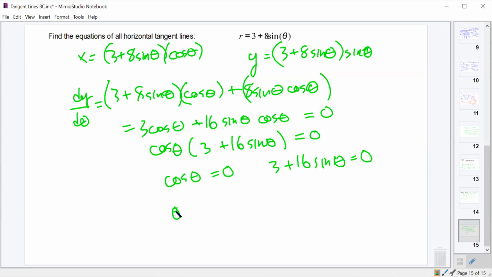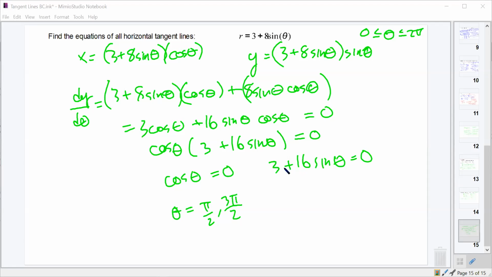So theta should be what for this? And we'll just talk about theta less than or equal to 2 pi, greater than or equal to 0. What should theta be here? Cosine theta equals 0 should be pi over 2 and 3 pi over 2. Yep.